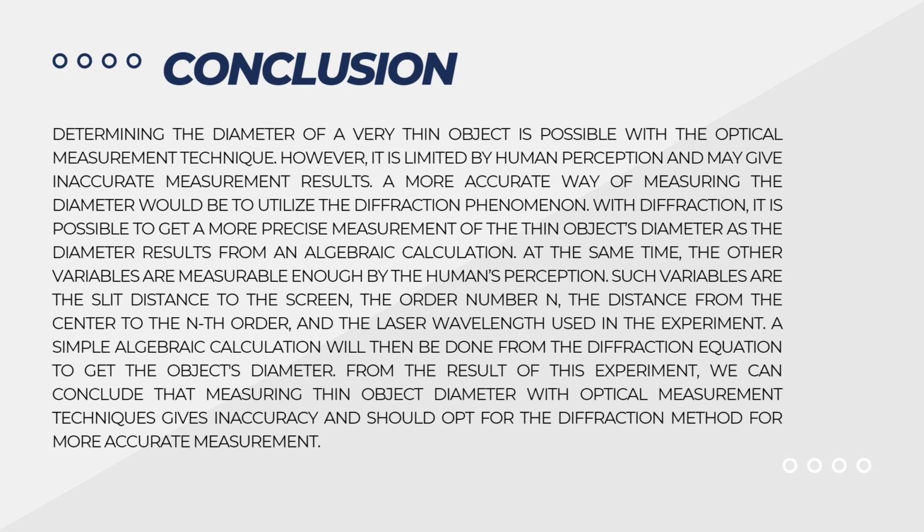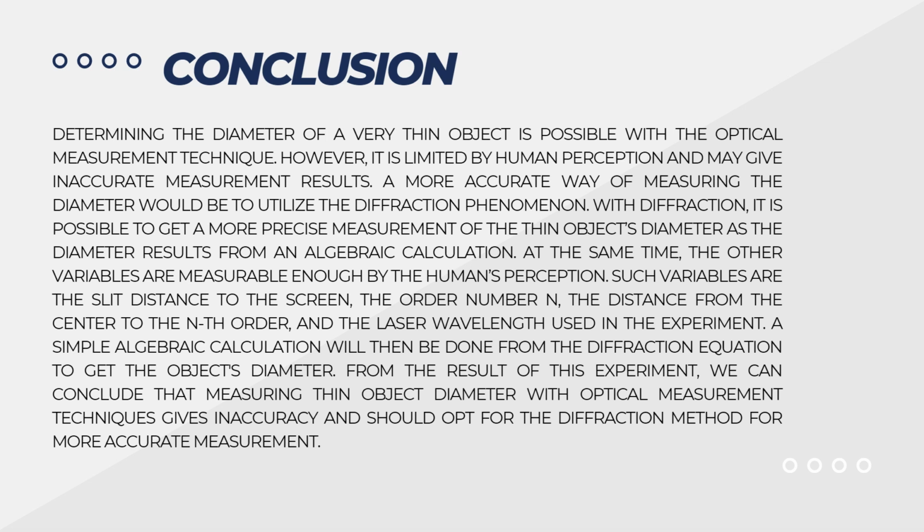For the conclusion, we find that determining the diameter of a very thin object is possible with the optical measurement technique, but it is limited by human perception, and so may not give an accurate measurement result. To get a more accurate measurement, we might need to opt for the diffraction phenomenon. With diffraction, it is possible to get a more precise measurement of thin objects.